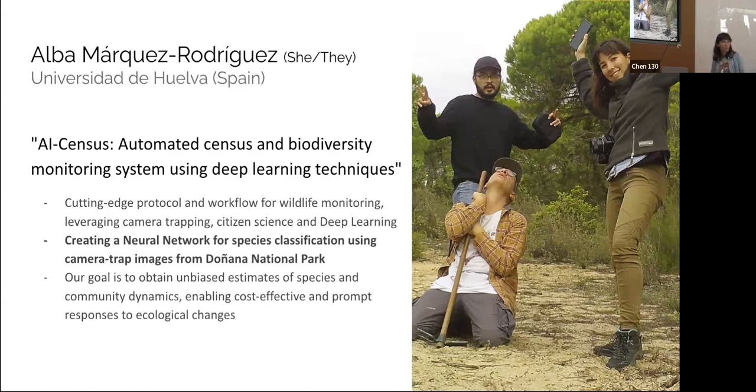We already have a model that is working to classify images of the camera traps, but it's just classifying the image in total without bounding boxes or detection. So it has a lot of errors because it's memorizing the background. So we want to create a new neural network to detect the species and classify them, so we can obtain an unbiased estimation of the species and the community dynamics.